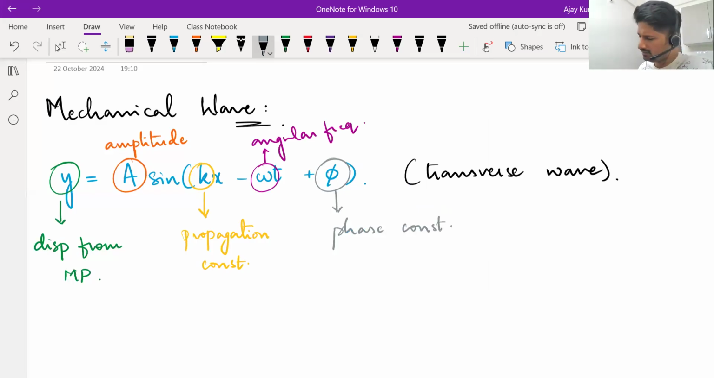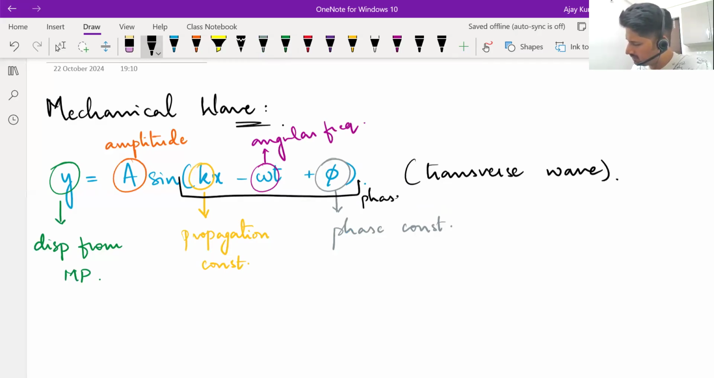See, what is phase? This entire bracket, the complete sine bracket, is called the phase of the wave. In that phase expression, if you substitute x as 0 and t as 0, the phase will be phi. So phi can also be called the initial phase of the particle at x equal to 0.